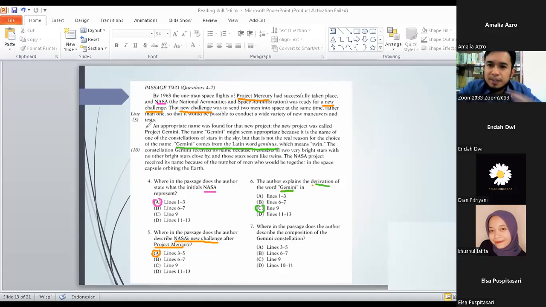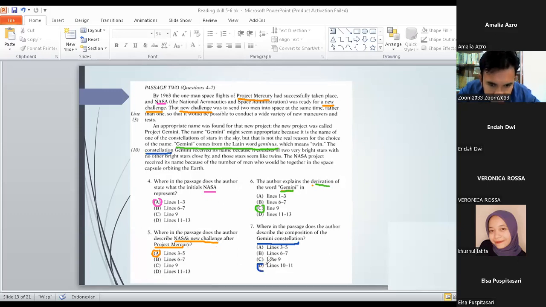And then, so what about number 7? Where in the passage does the author describe the composition in the Gemini constellation? So the keyword is Gemini constellation. Okay, 7, the blue one. Okay, 7, Gemini. Describe composition of Gemini constellation. Gemini constellation, where ini this one. The Gemini constellation, Gemini receive name blah blah blah. So the answer is lines 10 until 11.